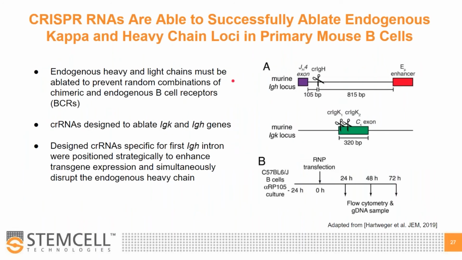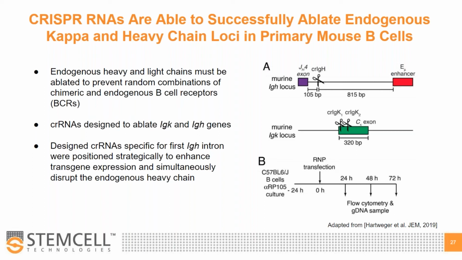So they use CRISPR-Cas9 RNAs to initially ablate the endogenous heavy and light chain of B cells. This strategy is put into place in order to prevent random combinations of chimeric and endogenous B cell receptors, which would result in non-productive B cell production or production of non-engineered B cells.